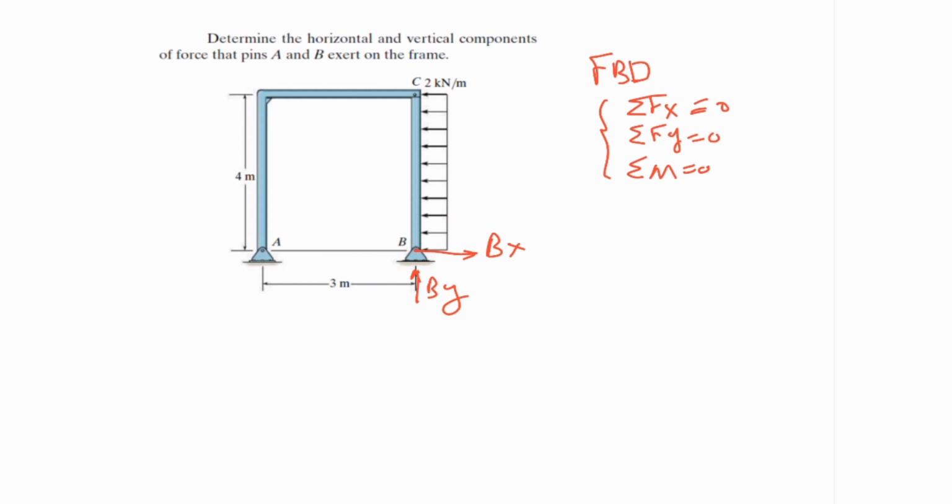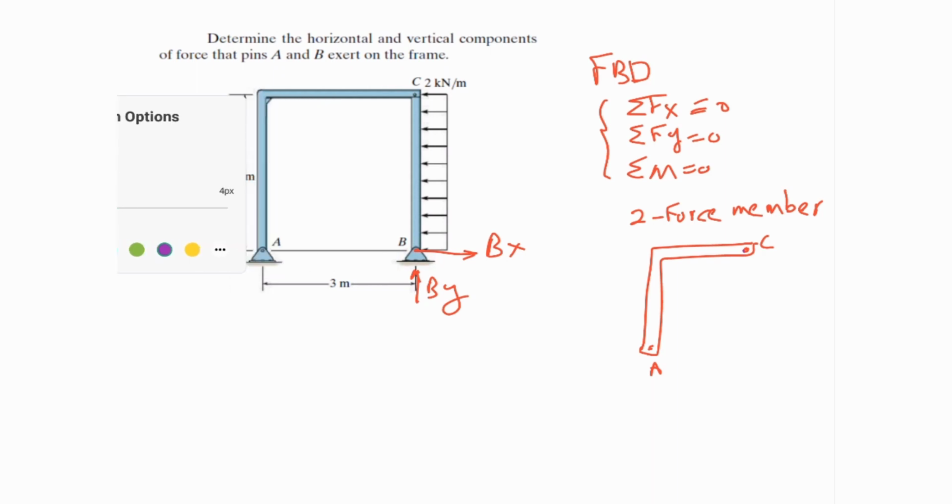I would say that I have a link or a member like this, which is A and C, and I'm pretty sure this is a two-force member. As soon as I know this, I can say the forces which are applied on point A and point C are in the direction of the connecting line between them. Meaning that whatever force is applied on A should be in this orientation, and whatever force is applied on C is in this orientation.